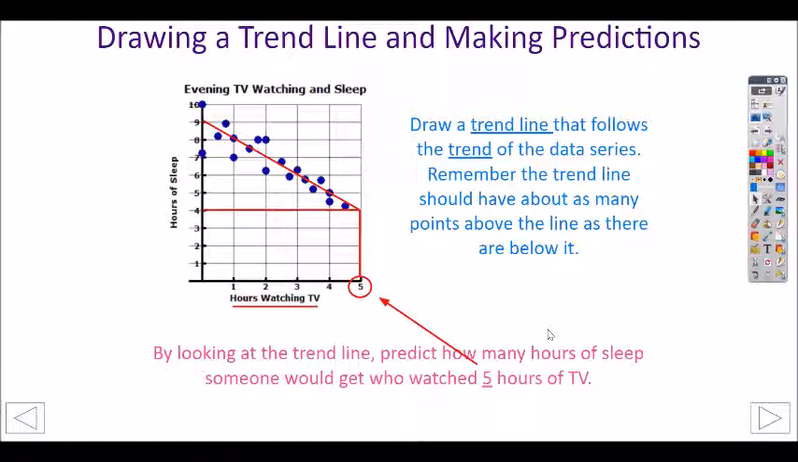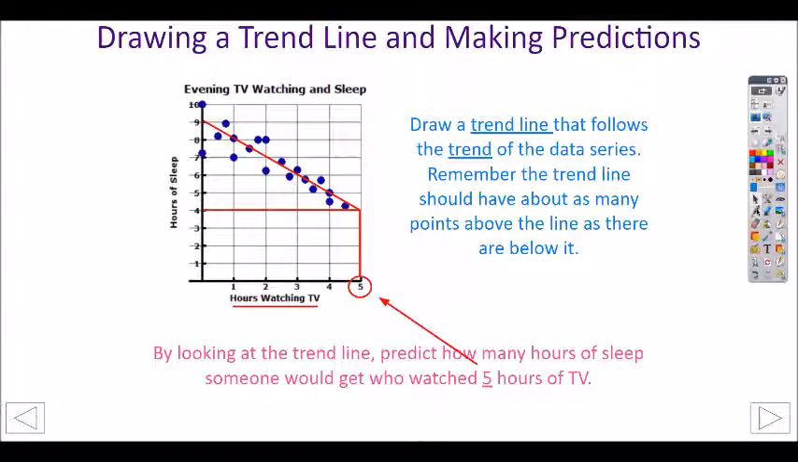So how do I draw a trend line? You draw a trend line that follows the trend of the data series, and remember, the trend line should have about as many points above the line as it does below the line. By looking at the trend line, you'll notice that it does not necessarily go through the origin. A lot of students think that the trend line must always go through the origin, or it must go through multiple dots. This trend line does go through multiple dots, but it doesn't necessarily have to.